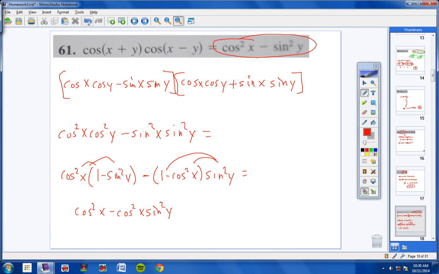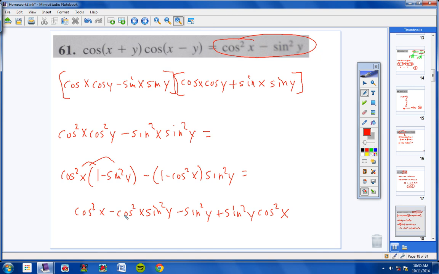So sine squared times 1 is positive, but it's a negative, so negative sine squared y. Sine squared times negative cosine is negative, but there's a negative here, so positive sine squared y cosine squared x. Okay, now hopefully that helps. Look at this. This term here is cosine squared x, sine squared y, which is the same thing as this term over here.